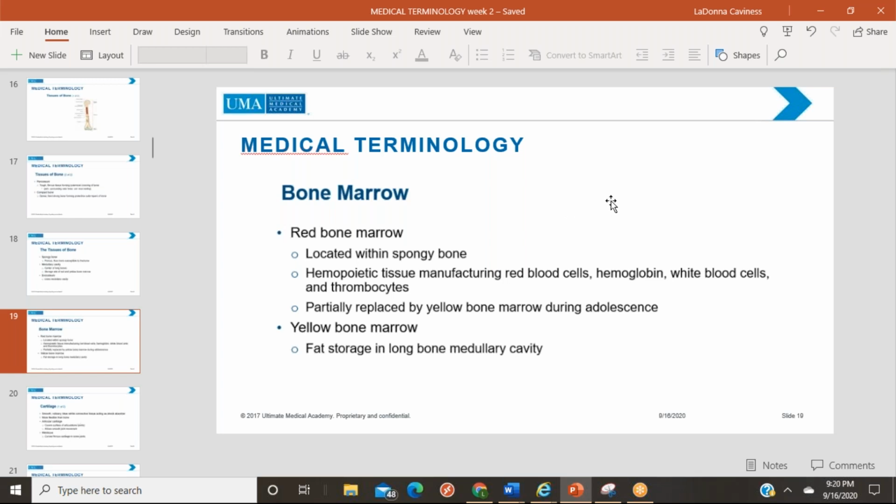Tissue manufacturing red blood cells, hemoglobin, white blood cells, and thrombocytes. Partially replaced by yellow bone marrow during adolescence. Yellow bone marrow: fat storage in long bones, medullary cavities.